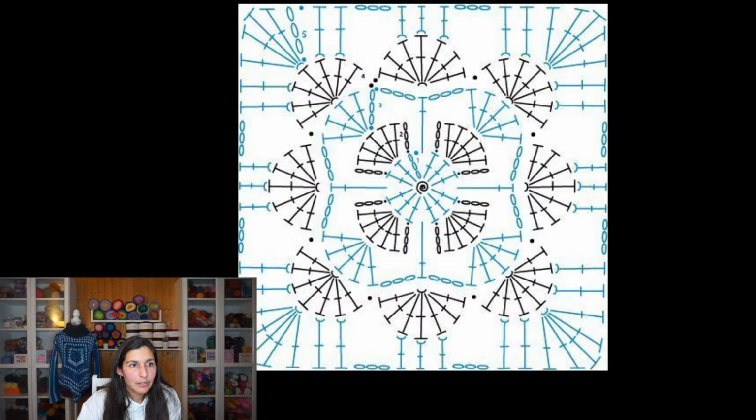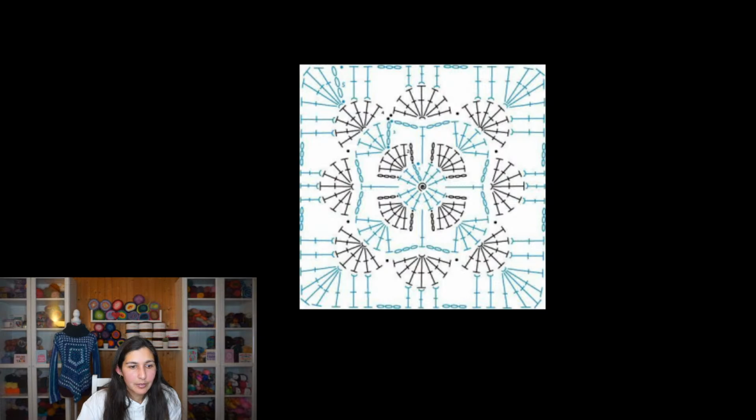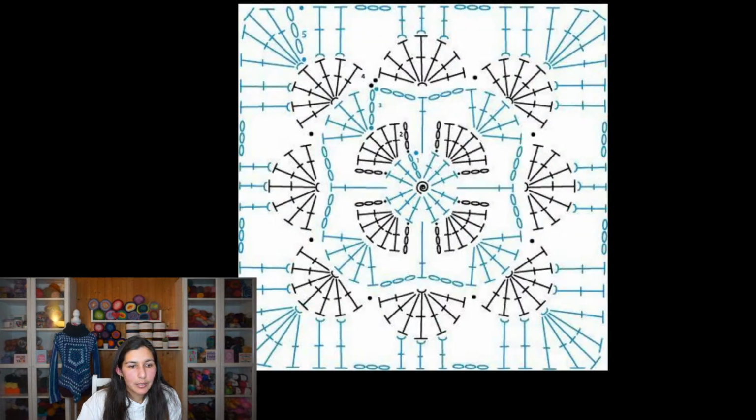I gotta make it smaller too. No, that's too small. Wait, I'm gonna put it like this. I hope that's okay. I'm only hiding like the top of some stitches, so I hope that's okay. Okay. Can you guys see this?